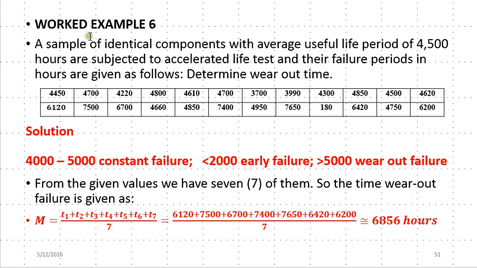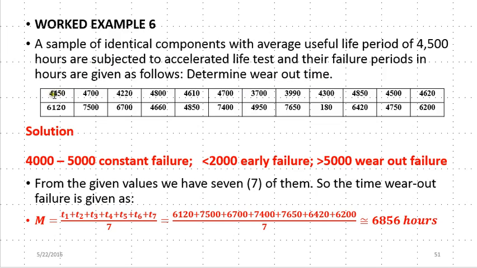We are told that we have a sample of identical components with average useful period of 4,500 hours. And these components are subjected to an accelerated life test. What do we mean by accelerated life test? If we want to find the lifespan of a component that we think is like 1,000 hours, maybe we can test this for only 100 hours and the result can tell us that it can reach 1,000 hours. We are going to discuss it in the second segment of this course. And we are asked to determine the wear out time.